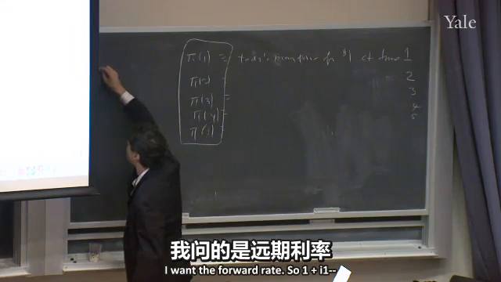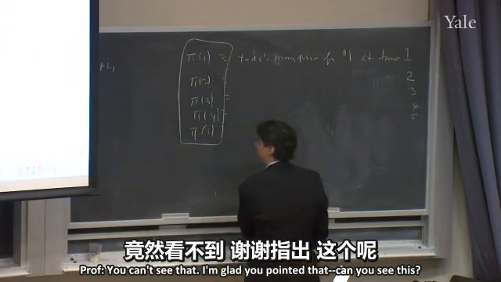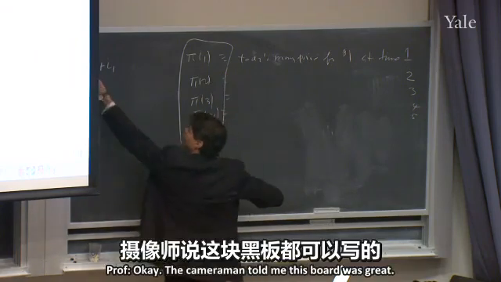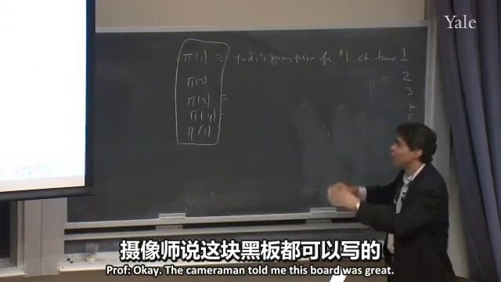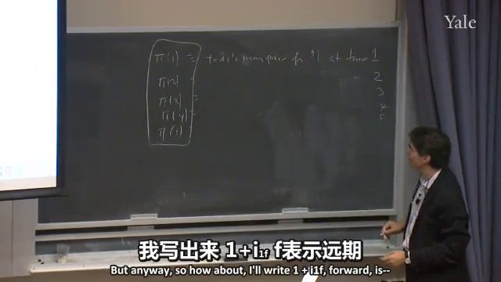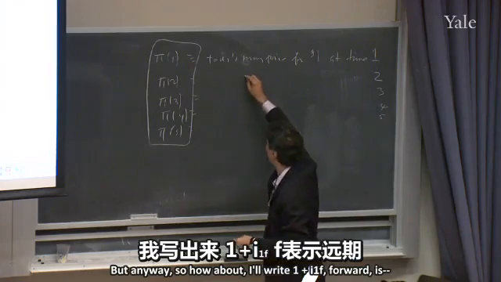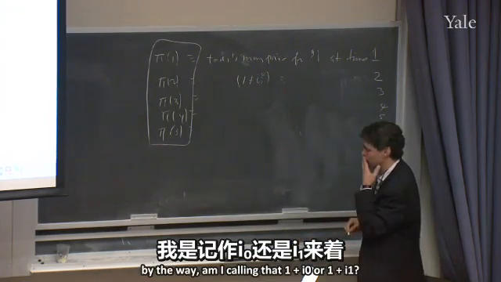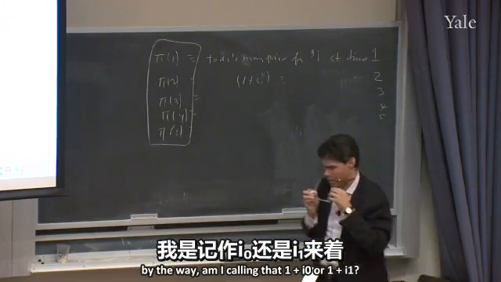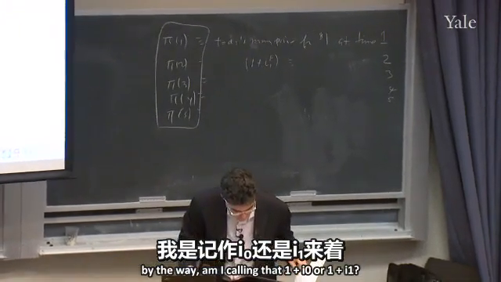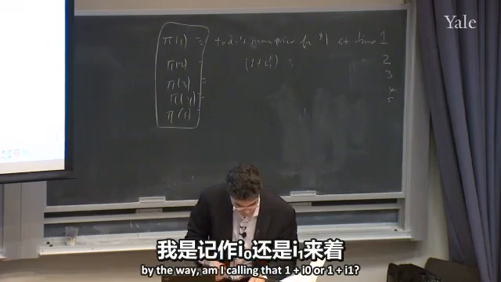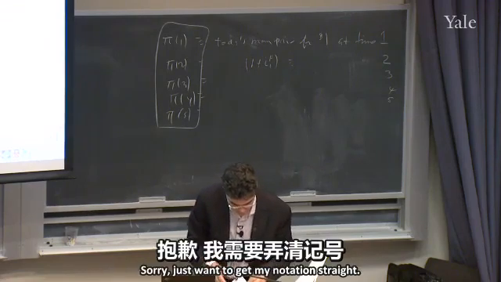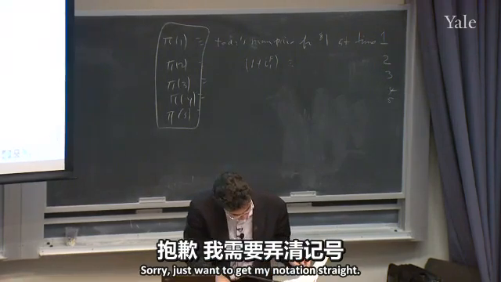So 1 plus I1. You can't see that? I'm glad you pointed that out. Can you see this? Okay. The cameraman told me this board was great. But anyway, am I calling that 1 plus I0 or 1 plus I1? Sorry, I just want to get my notation straight.